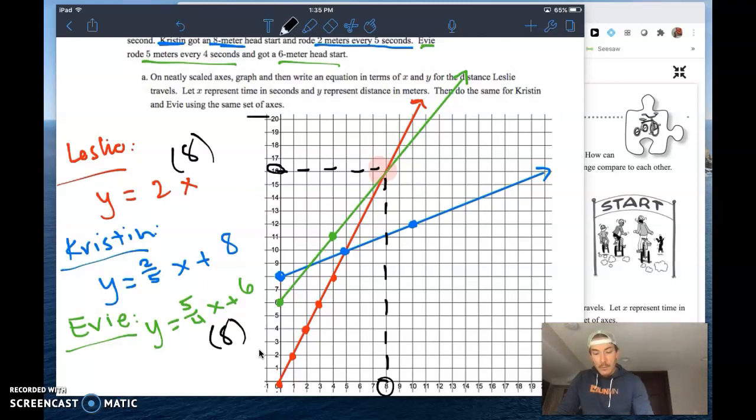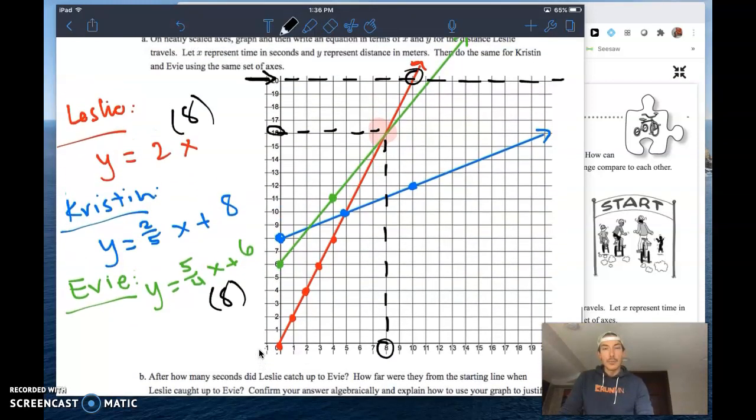Well, here is my 20 meter finish line, folks. Ask yourself which line, the red line, the green line, or the blue line, intersects that 20 meter threshold first, right? As I move from left to right, because I care about the shortest amount of time in a race, who hits that first? And it looks to me like it's the red line, right? So who wins that race? It's Leslie, right?